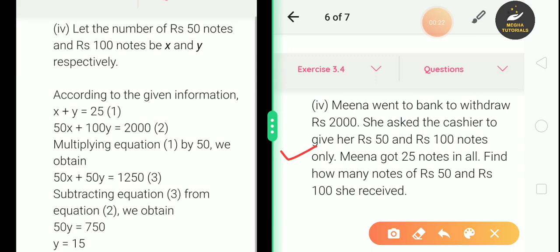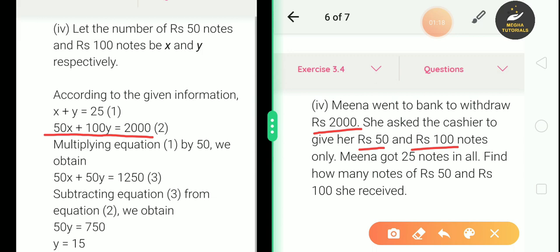So let the number of rupees 50 notes be x and let the number of rupees 100 notes be y. So according to first condition, number of notes are 25. Meena got 25 notes in all. So we can write x plus y is equal to 25. It is equation 1. Then from equation 2, total money she received rupees 2000 and notes are of rupees 50 and rupees 100. So x notes of rupees 50 and y notes of rupees 100. So the total amount will be 50x plus 100y is equal to 2000. That is equation 2.